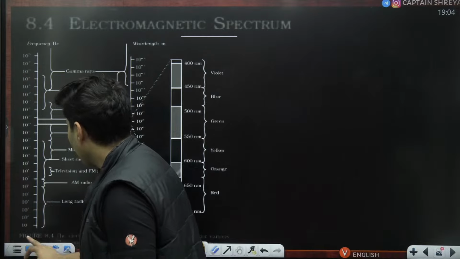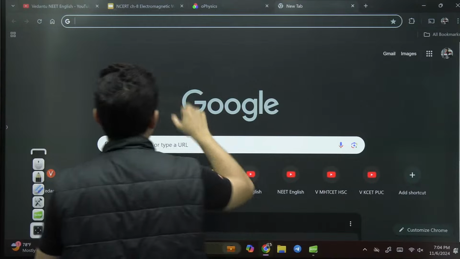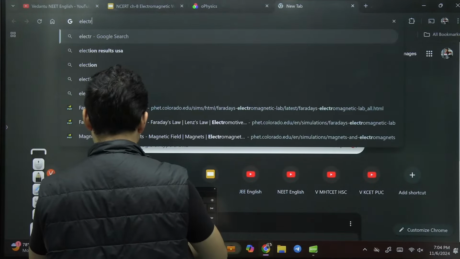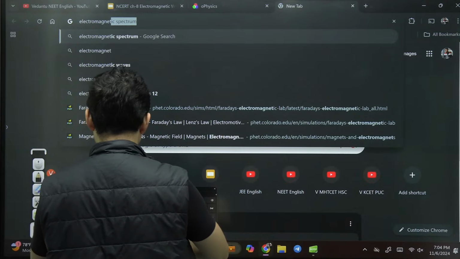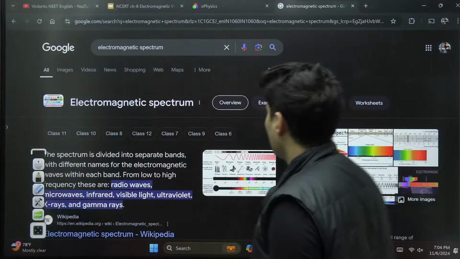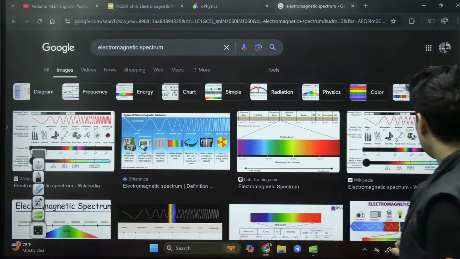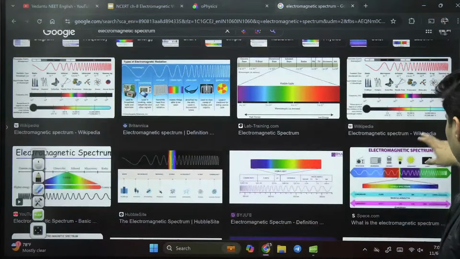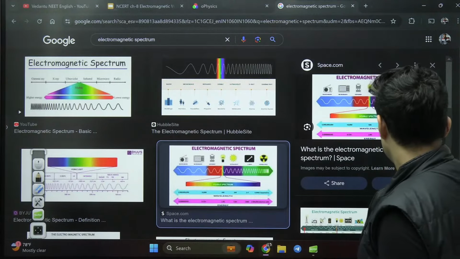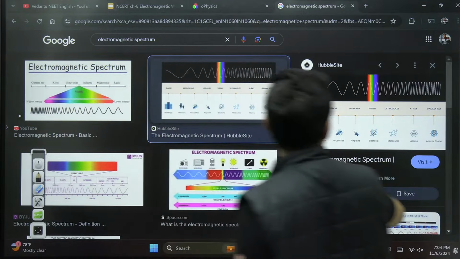Now, although this diagram is not so colorful, maybe I can get a diagram of the electromagnetic spectrum to show you what I exactly mean. Okay, this looks like a good diagram. This is also fine.